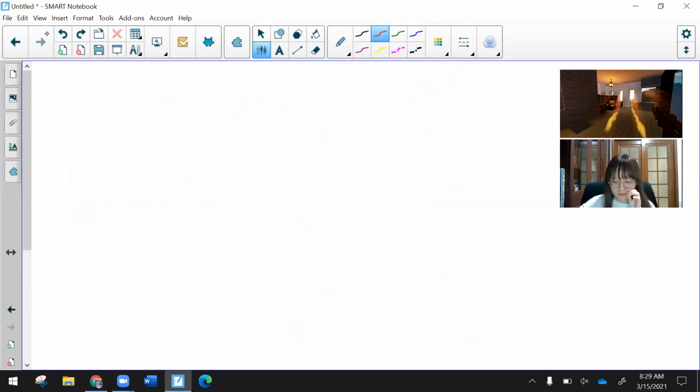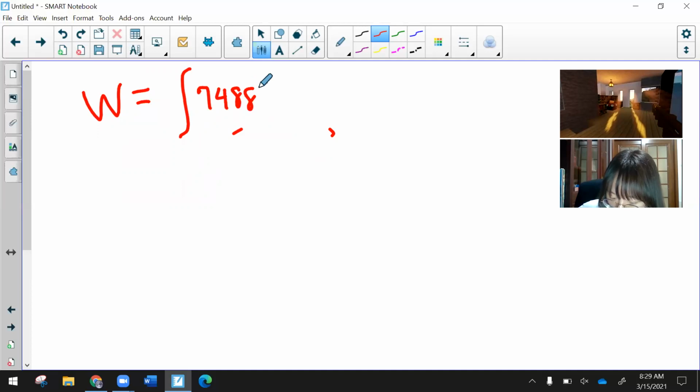So my work is going to be an integral because my y's are going to change. And I have to add it up for each of the different individual little y's. And when I add up a whole bunch of individual little y's, I get an integral. So that's going to be my force, which is 7,488. I'm going to turn that delta y into a dy. So that's my force, and then the distance I'm moving it is y.